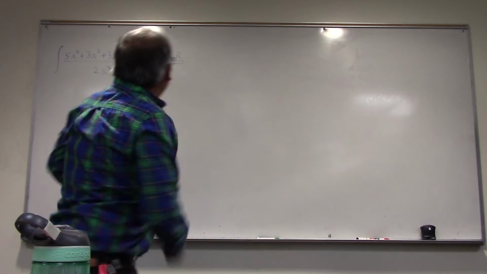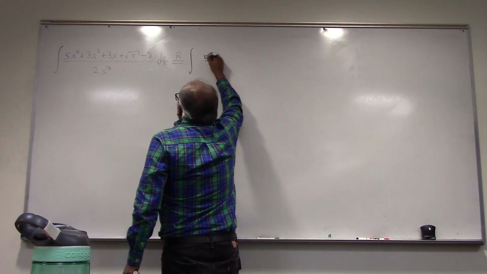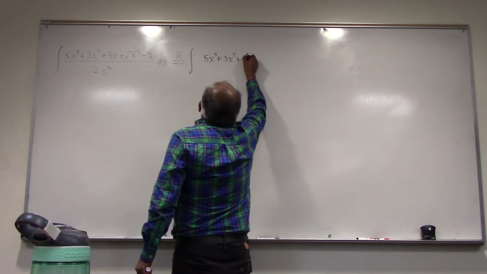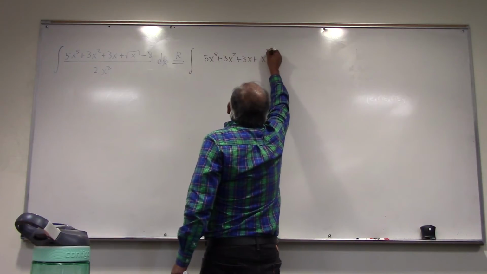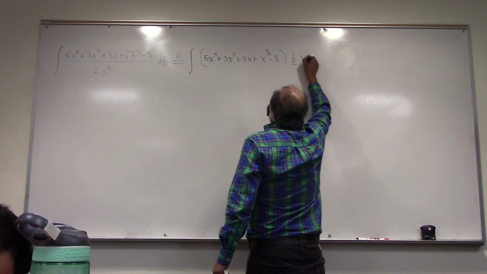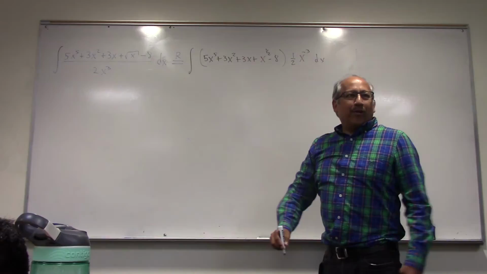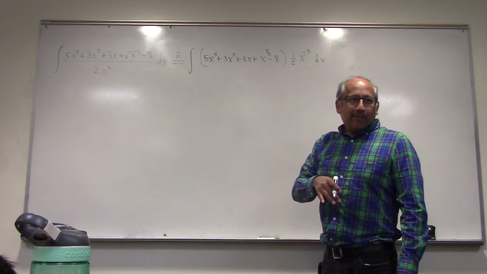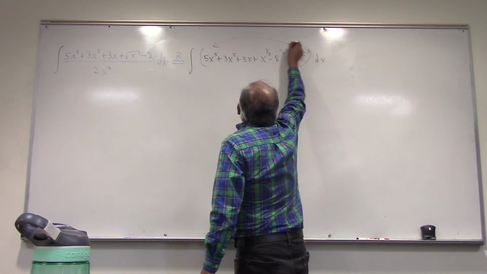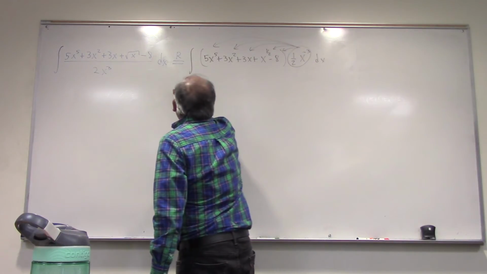So let's see what you did. Did you break it up, guys? Yes. So you do 5x to the 5 plus 3x squared plus 3x plus x to the 1/2 minus 8, and then times 1/2 x to the minus 3. You can do that or you can do it in little pieces. So you go like this. So maybe this is what you did.